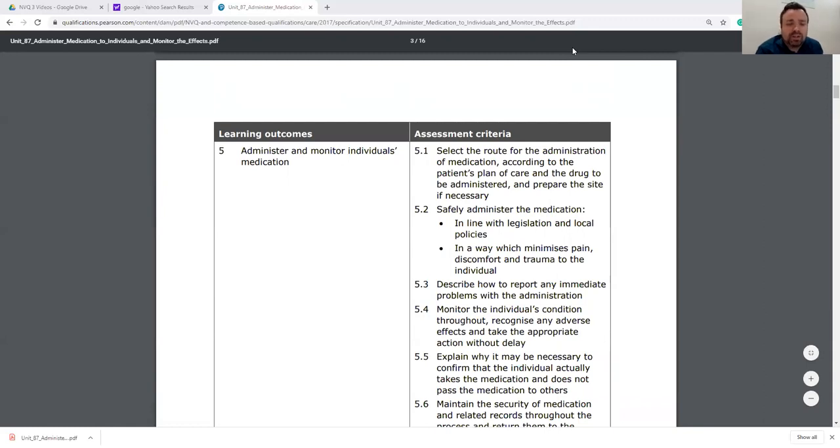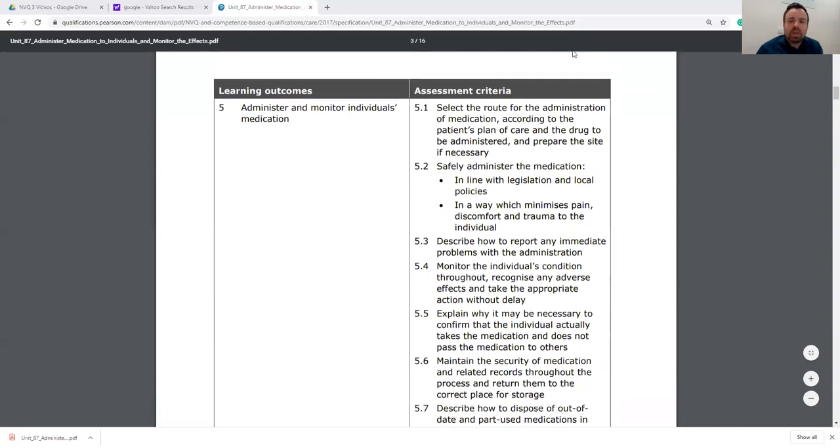Administering the medication, administering and monitoring the individuals during the medication round. So you should be able to select the route for the medication according to the care plan. But again, that's as the medication should be given, normally orally. 5.2 is about safely administering the medication in line with the legislation and protocols. So that's about making sure you're minimizing pain and discomfort. So we need to know about our patient, our personal approaches.